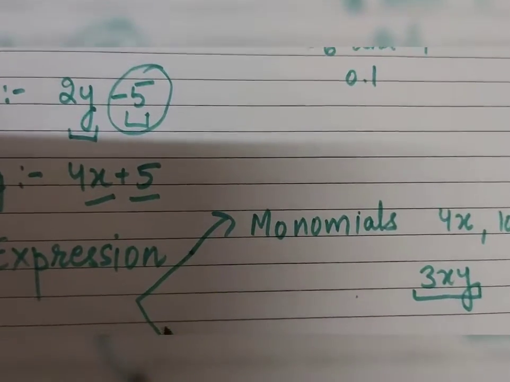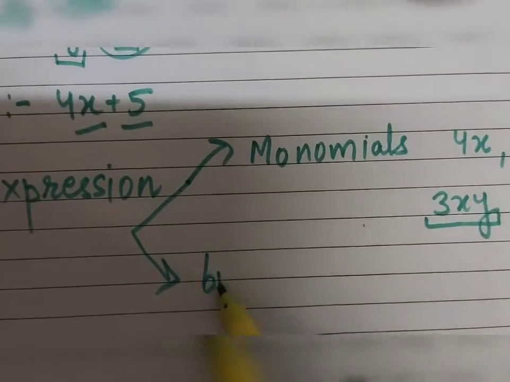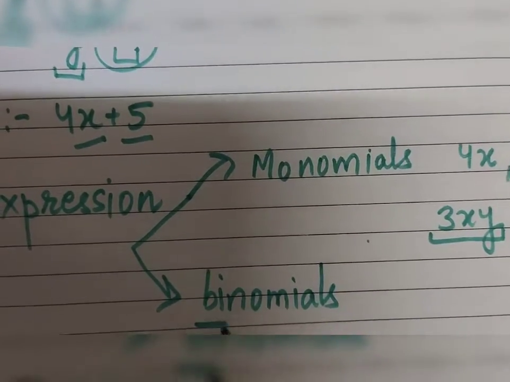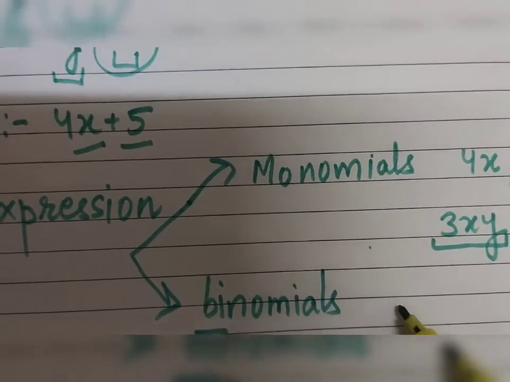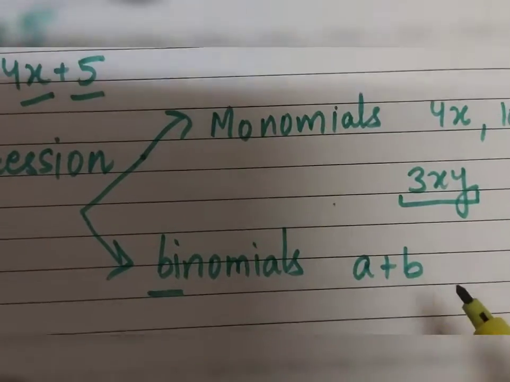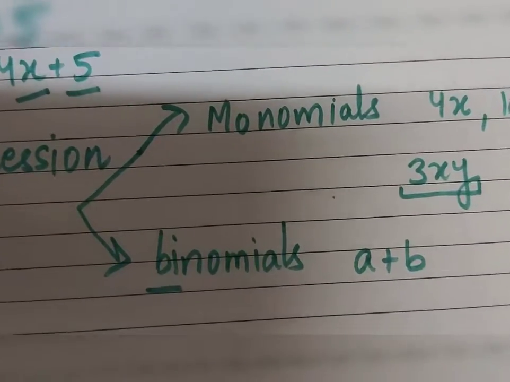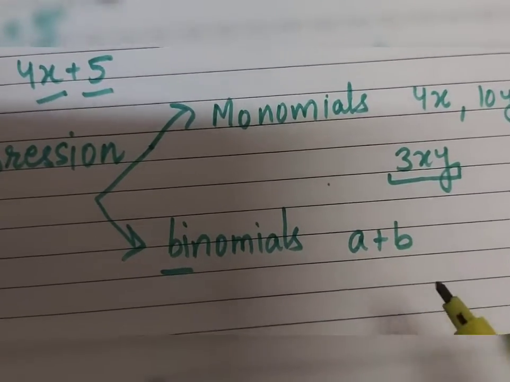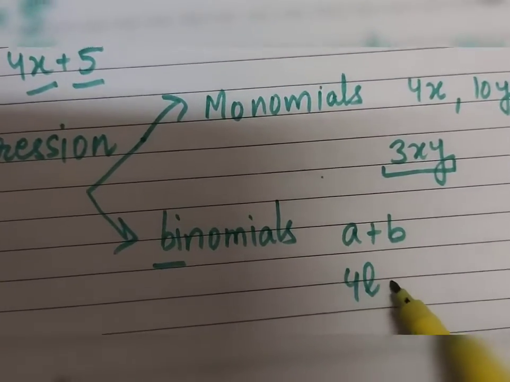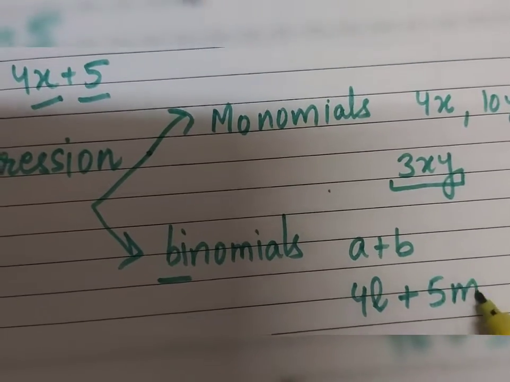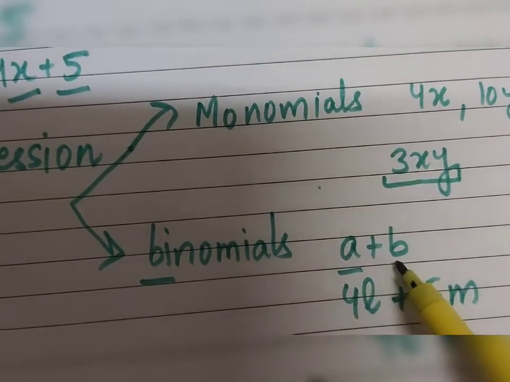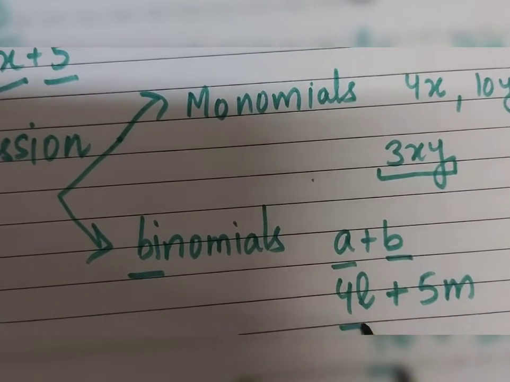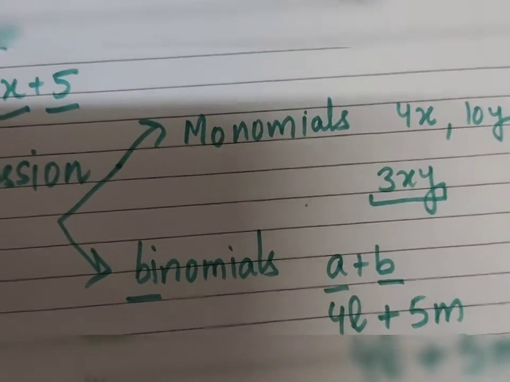The second type of expression is binomial. The term bi means two, so here we have two terms. It can be in subtraction form or addition form, but it can never be in multiplication form. We have two terms: one term is a and the second term is b. In this expression we have one term 4l and the second term 5m.